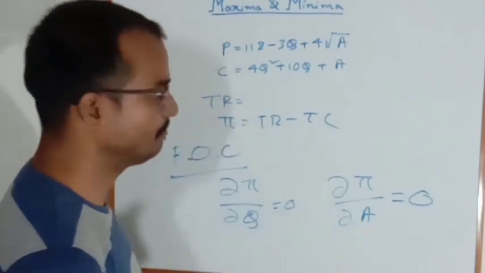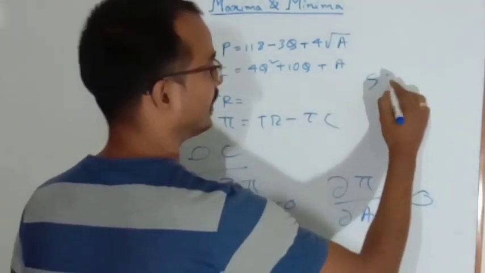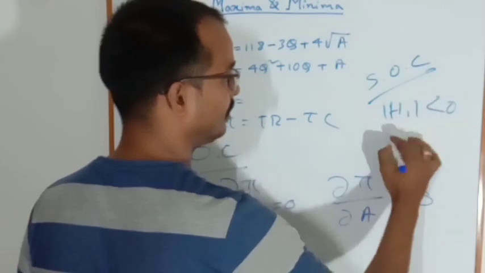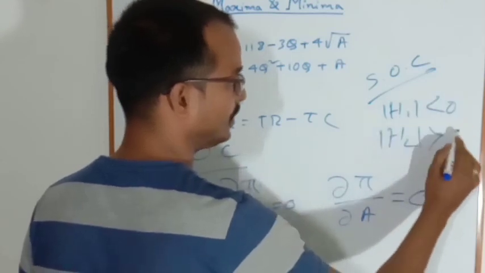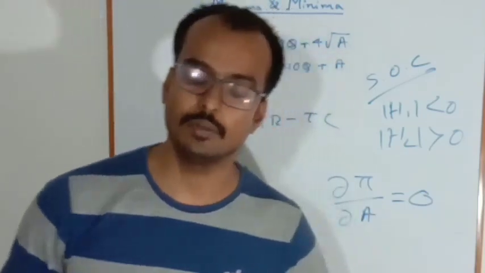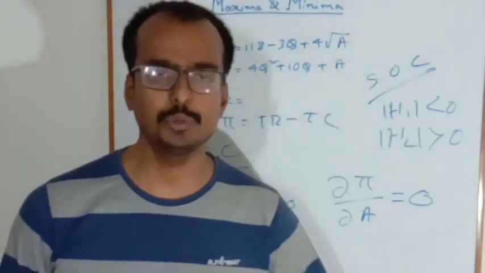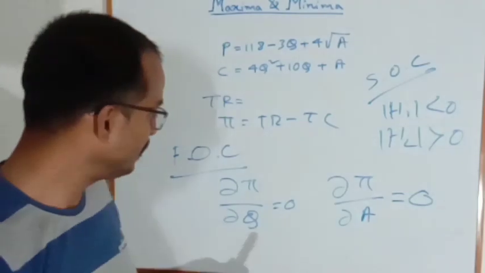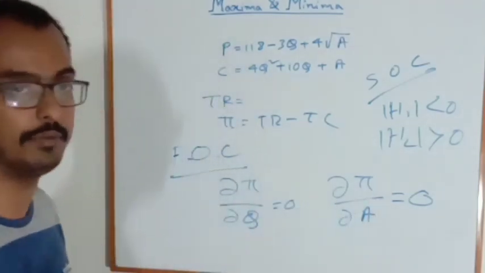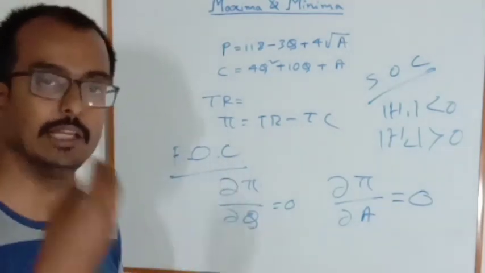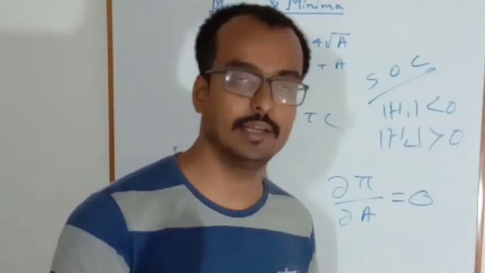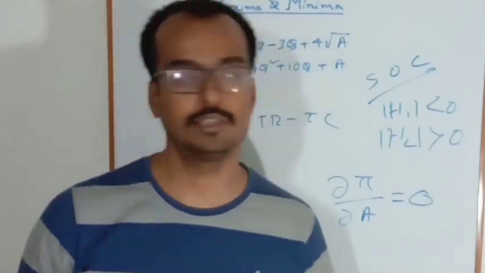Second order condition, that's easy: H1 less than 0, H2 greater than 0. All these things we have done in our last videos, so from there you can easily go through it. In this way you will get equilibrium advertisement and equilibrium output, and putting these in the price equation you will get equilibrium price, and putting these in the profit equation you will get equilibrium profit. So in this way you can solve.